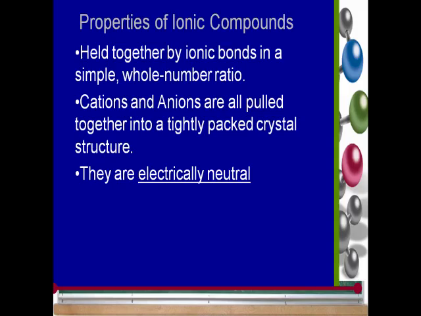And within that ionic bond, there is a small whole number ratio of cations to anions. And you should recall that cations are the positively charged ions, and anions are the negatively charged ions. And they are pulled together because they're oppositely charged, so they're electrically attracted to each other. And unlike covalent compounds that form molecules, ionic compounds form a crystalline structure.